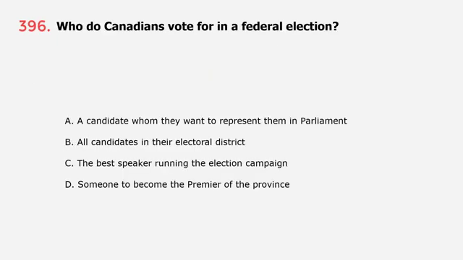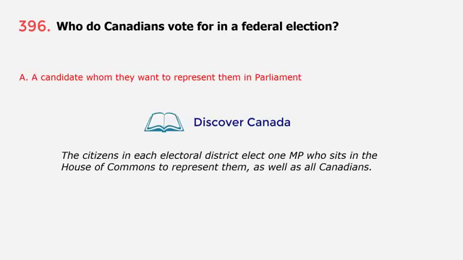Question 396. Who do Canadians vote for in an election? A. A candidate whom they want to represent them in Parliament. B. All candidates in their electoral district. C. The best speaker running the election campaign. D. Someone to become the premier of the province. The answer is A. A candidate whom they want to represent them in Parliament.